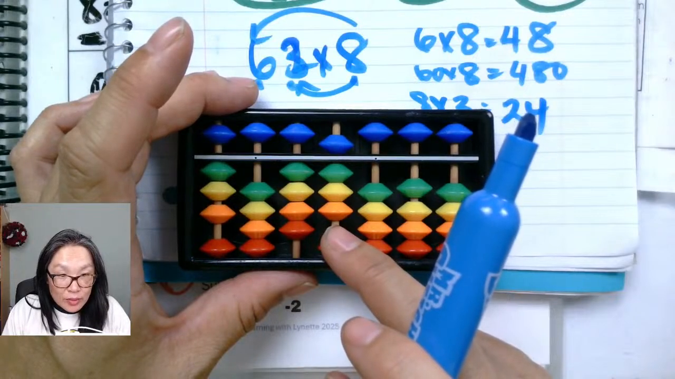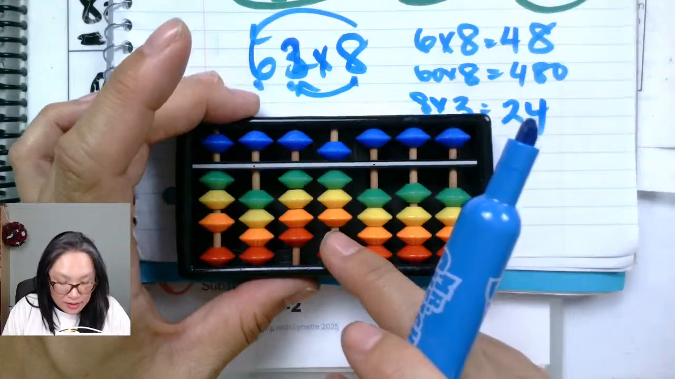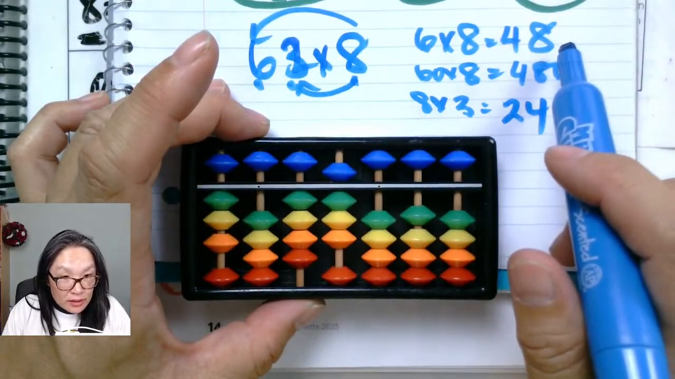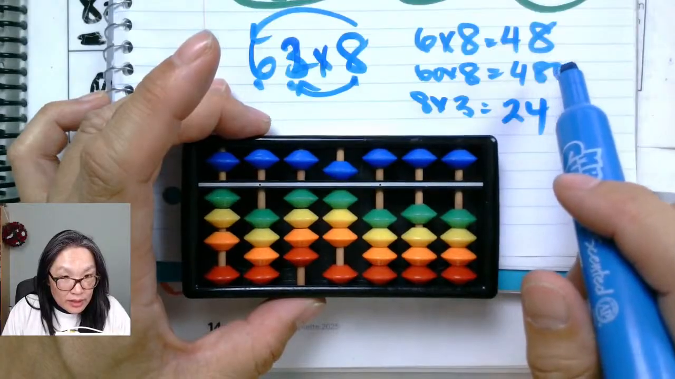Oh, yes. Thank you, Brent. New math is lame. 68. Yeah, 480. Yeah, 48. New math is lame.